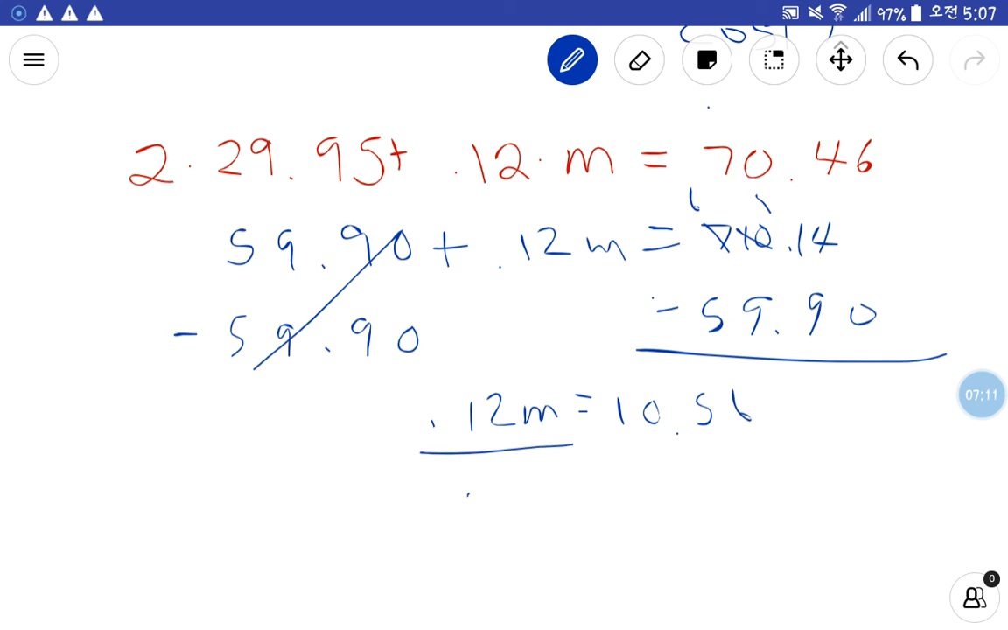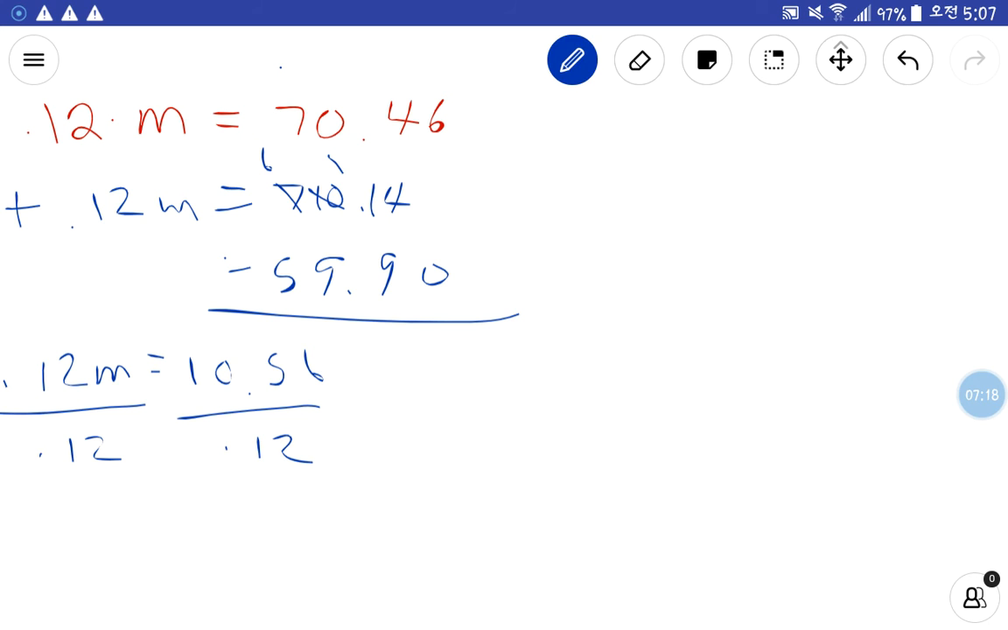Now divide by 0.12. So 10.56 divided by 0.12 is a division with decimals. This time, we need to move our decimal point to the right, which makes your quotient into an integer. Once you move your decimal point to the right on your dividend as well, you have 1056 divided by 12.